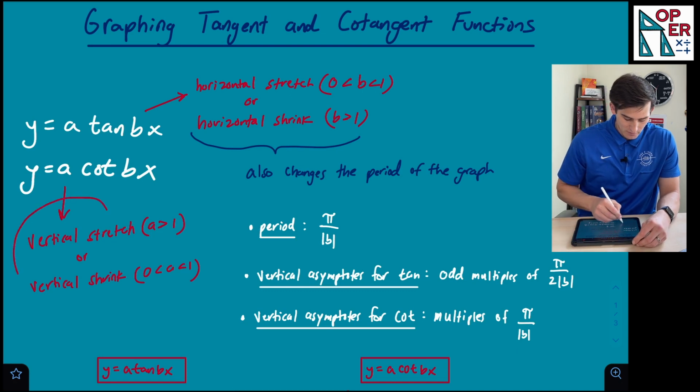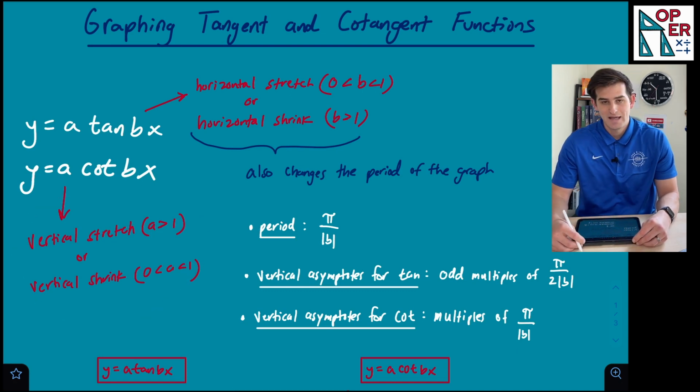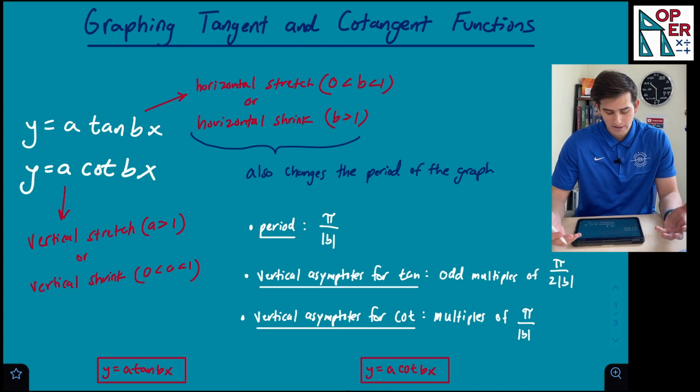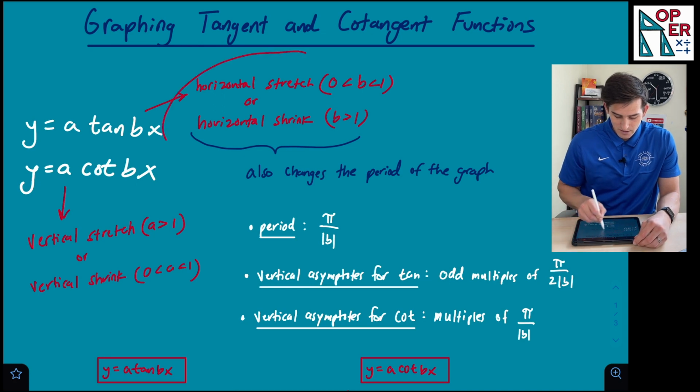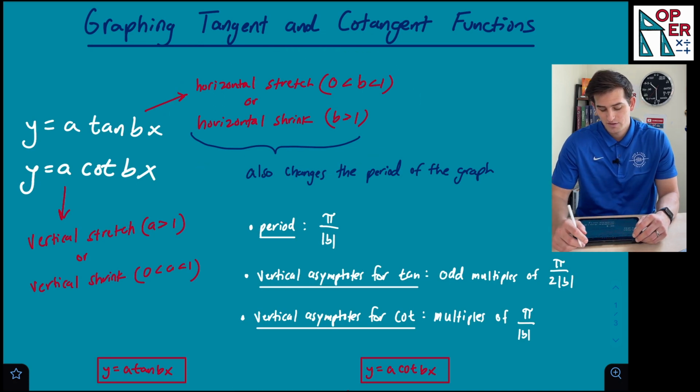A is going to be our vertical stretch or shrink. So if a is greater than 1, that's going to be a vertical stretch of the parent function. And if a is between 0 and 1, it's going to be a vertical shrink. Now for b, we see b as our horizontal stretch and shrink. So it's kind of opposite there.